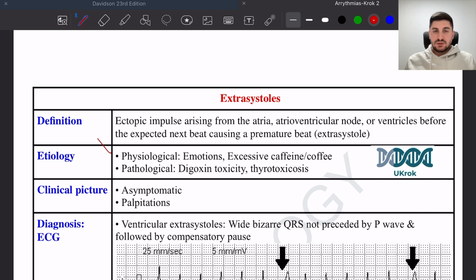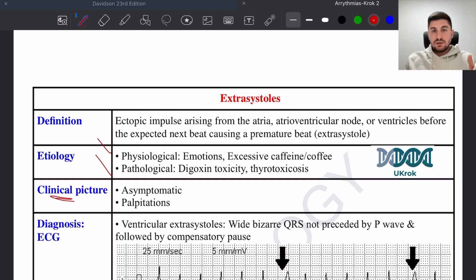It can happen due to physiological conditions like emotions or excessive caffeine, which can excite the heart, or pathological causes like digoxin toxicity, which increases the heart contractions and can also cause extrasystoles as a side effect.